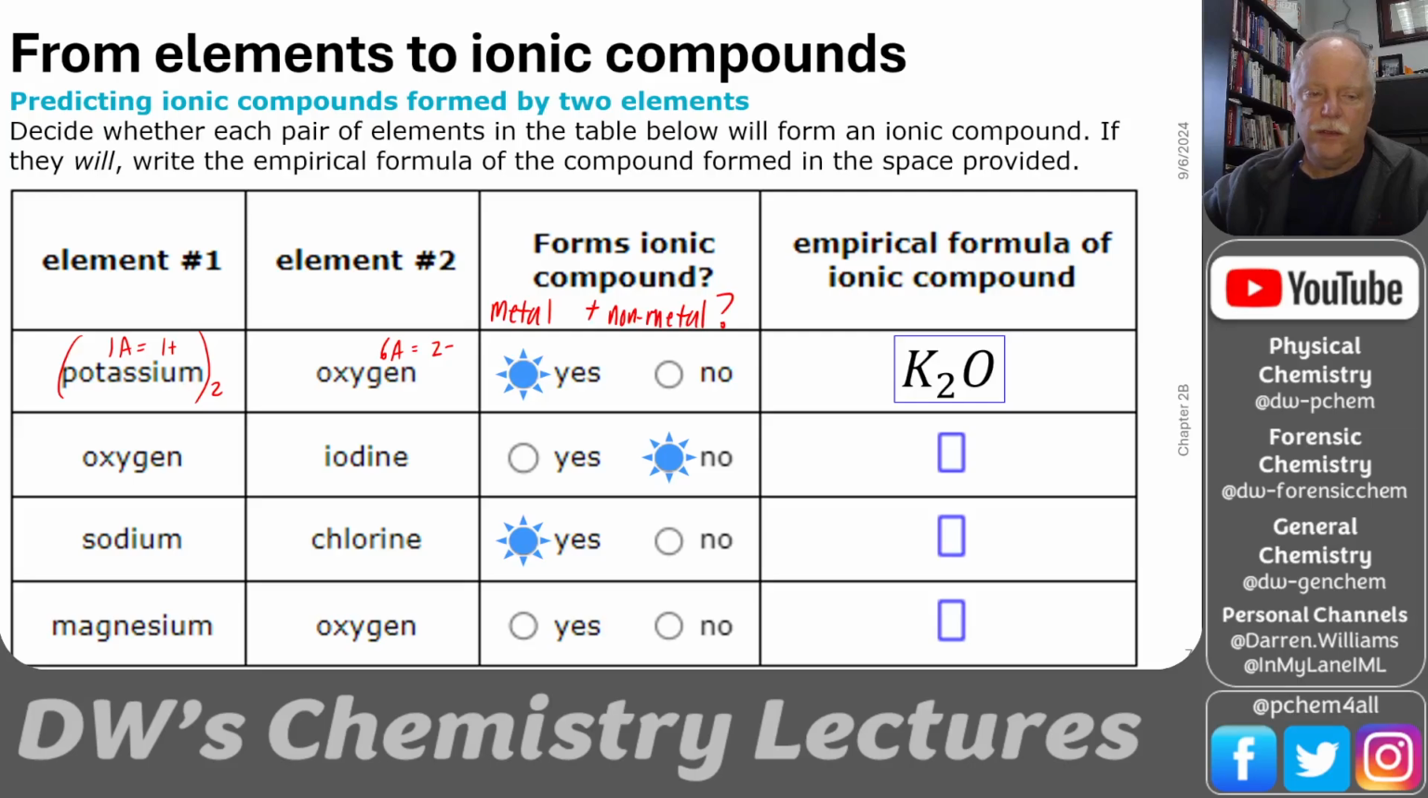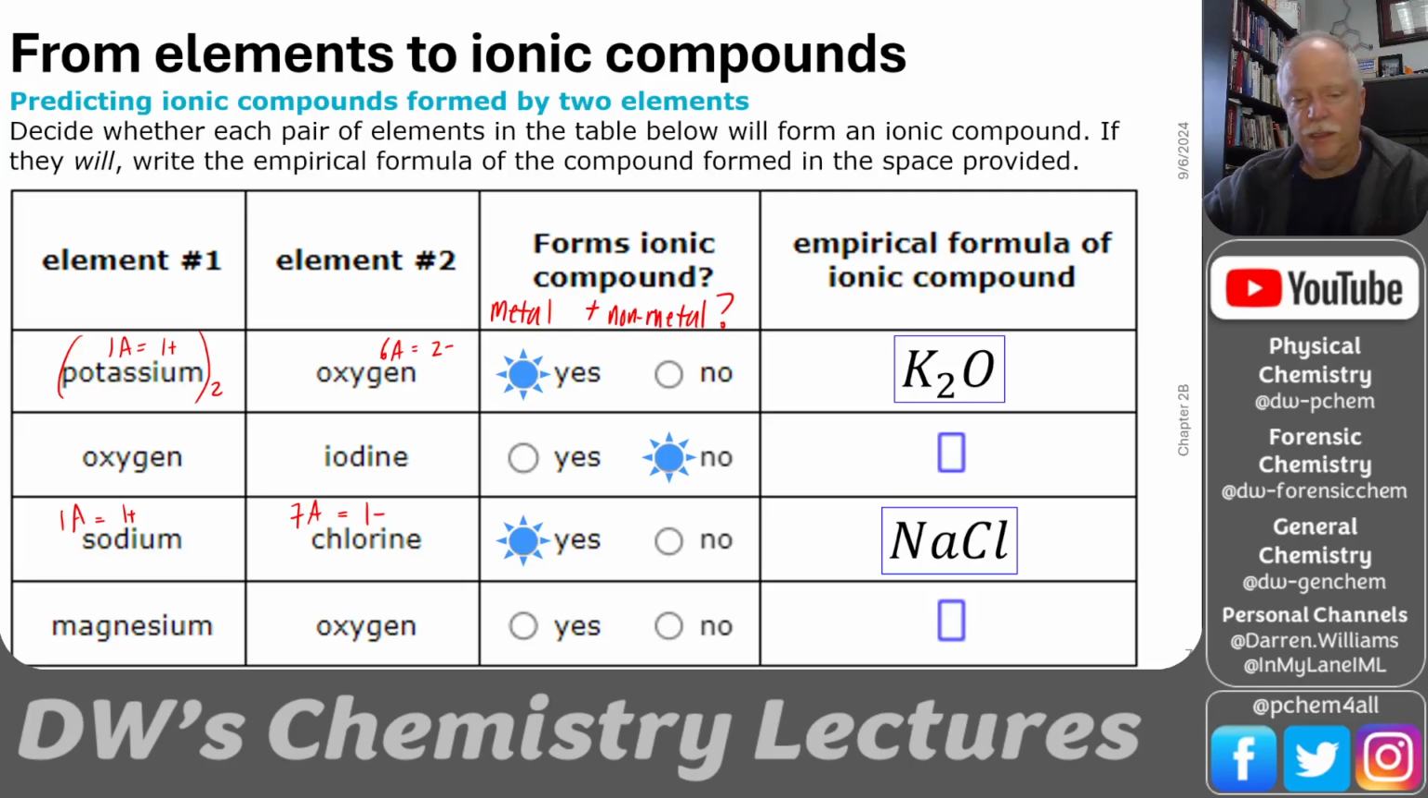Sodium and chlorine. So yes, sodium's a metal, chlorine's a nonmetal. This is group 1A for the sodium. That's on the periodic table. That's the column it's in, group 1A. And so then it's a 1+. And chlorine is in 7A. It's 1 away from the noble gas. So that means it's a 1-. So they match. So it's just NaCl. That's why there's no subscripts on sodium chloride, because they match, +1 and -1.